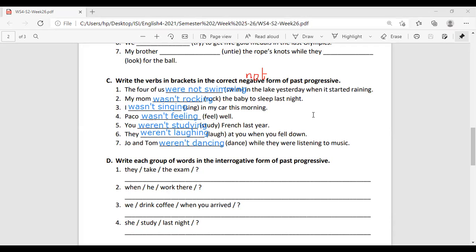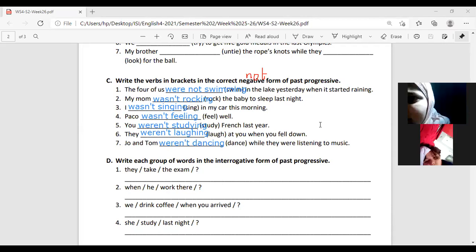Let's continue now. Karim Bitar with exercise D. Karim, then Lana. Prepare yourself after Karim. Exercise D. Write each group of words in the interrogative form of past progressive.